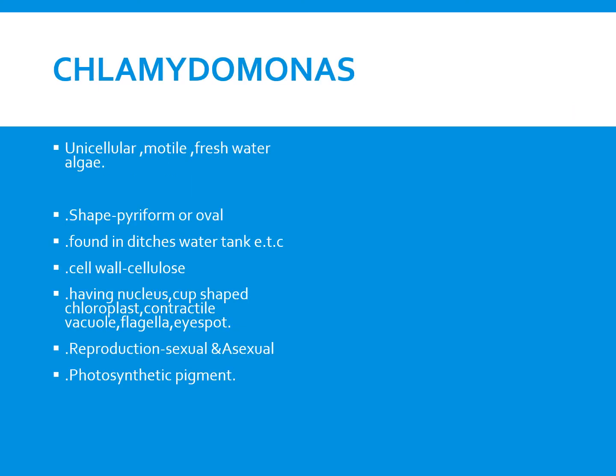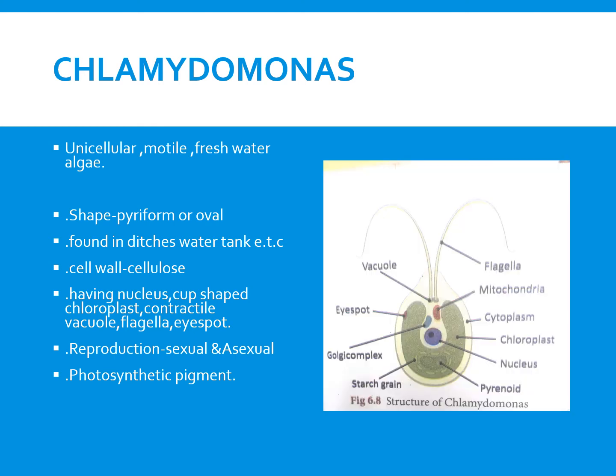The next one, Chlamydomonas. Just a brief technical note: it is unicellular, showing movement, so motile, a freshwater form. The shape is oval or pyriform, and it is found in ditches and water tanks. The cell wall is made up of cellulose, with a nucleus and a cup-shaped chloroplast. Near the cup-shaped portion it has the contractile vacuole, and in the shallow portion the nucleus is present. The locomotory organ is flagella, and it has the photosynthetic pigment chlorophyll, so it can prepare its own food. Chlamydomonas reproduces by both sexual and asexual methods. See the diagram, Chlamydomonas.